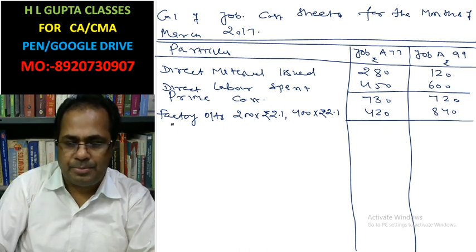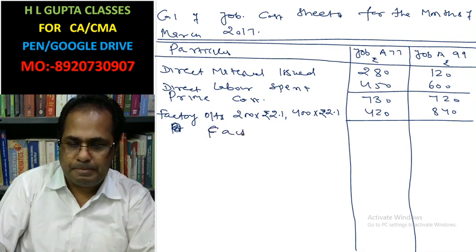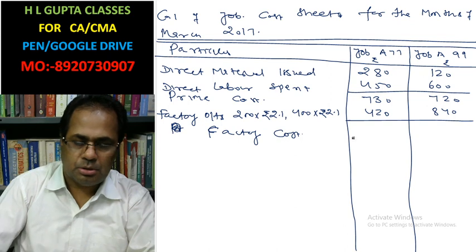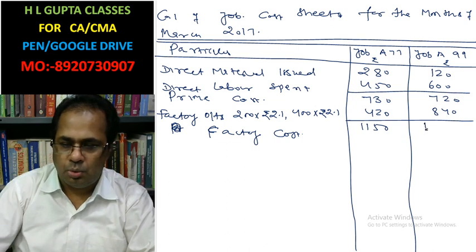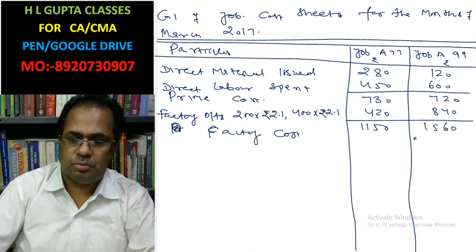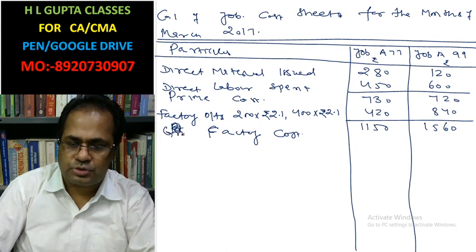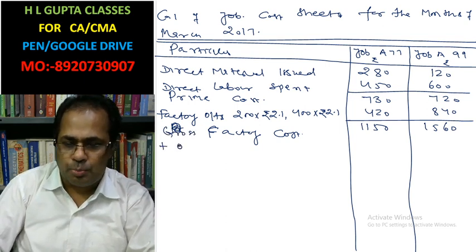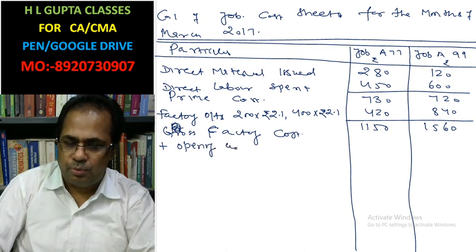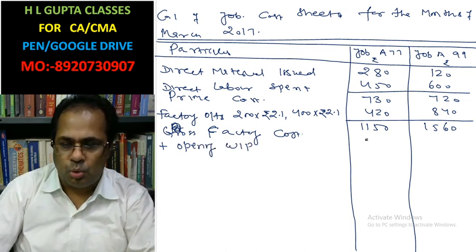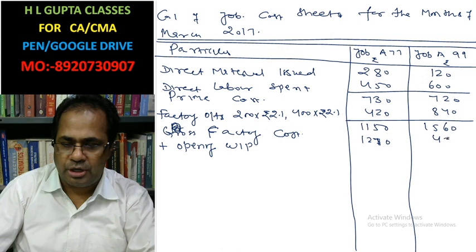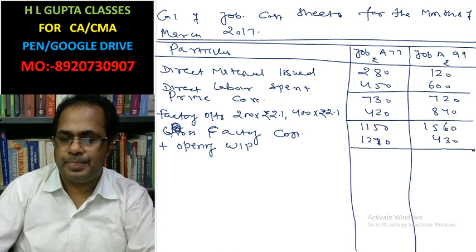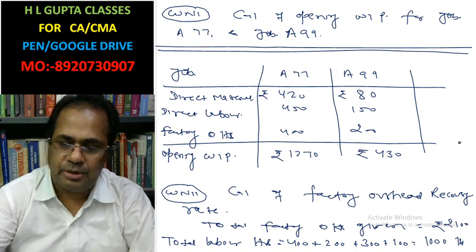Now this will come to prime cost, sorry, factory cost. Factory cost is 1150 and 1560. This is also said to be gross factory cost. Add opening work in progress: 1270 and 430. It is already calculated in the first working note.